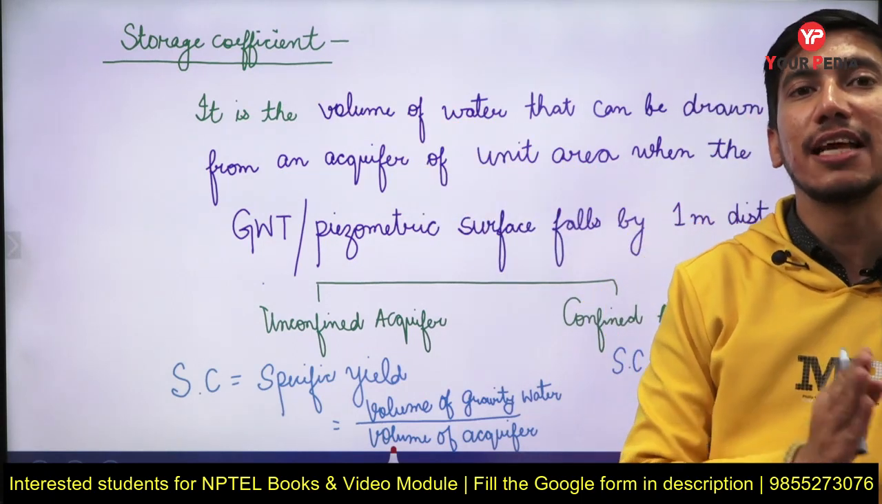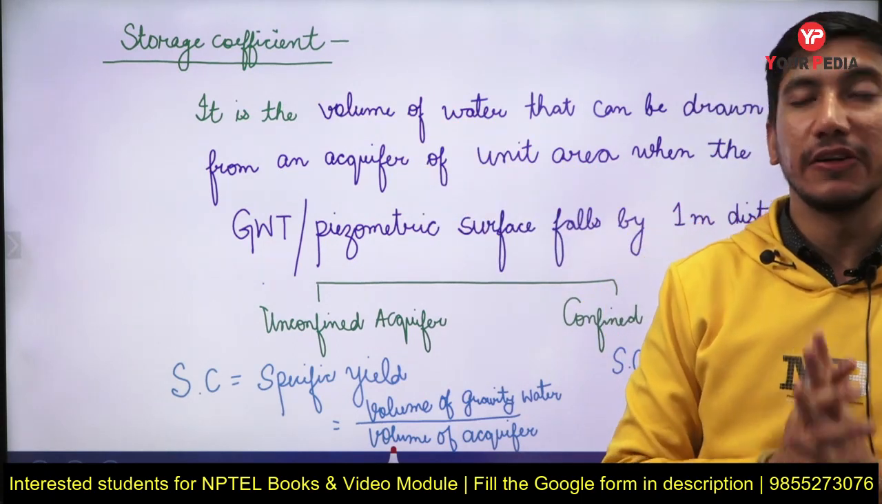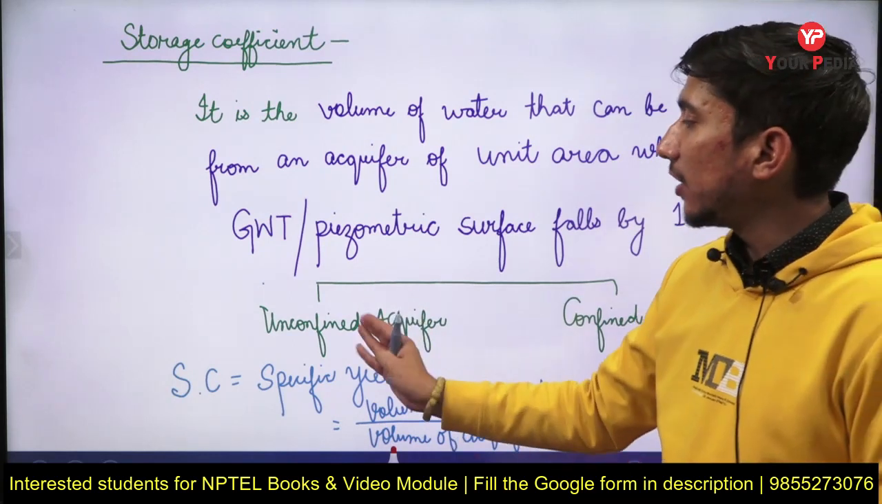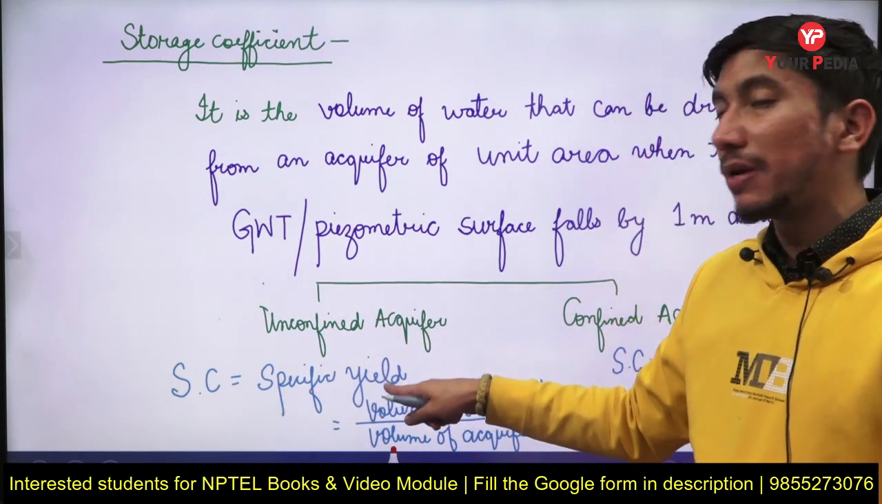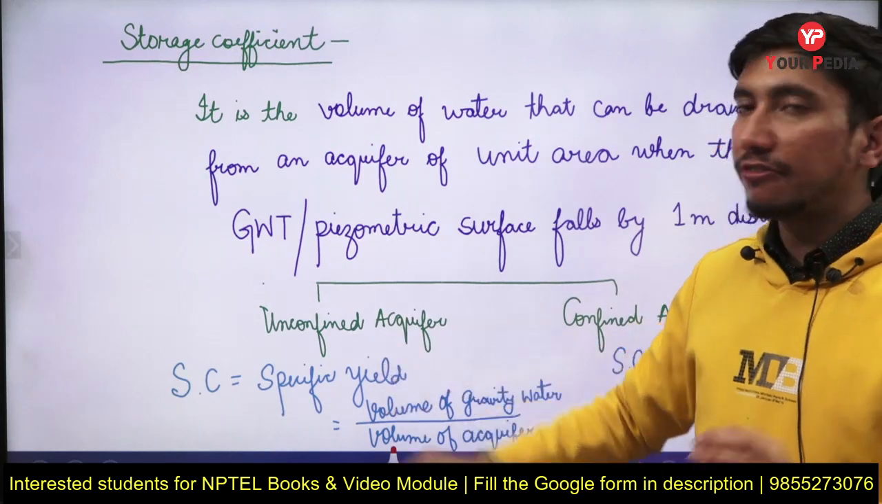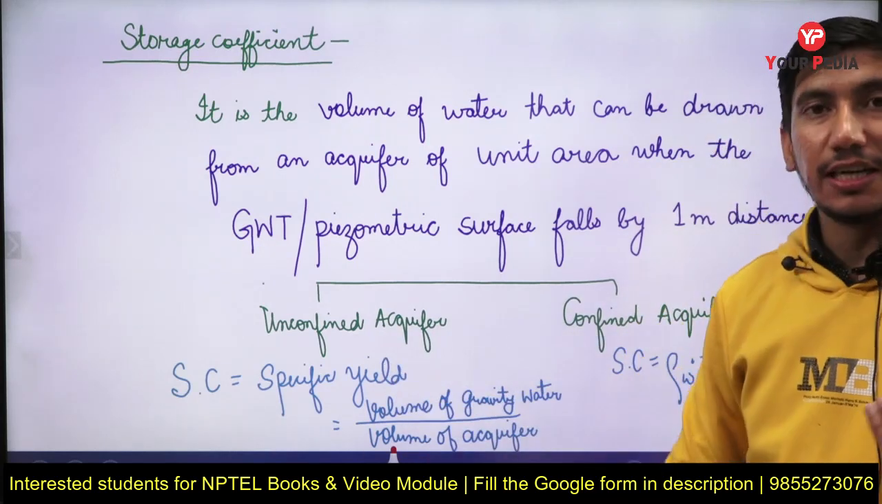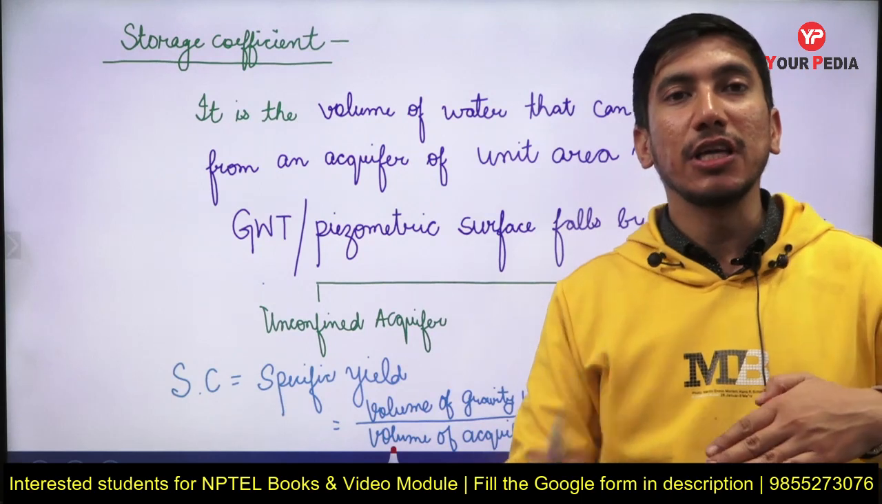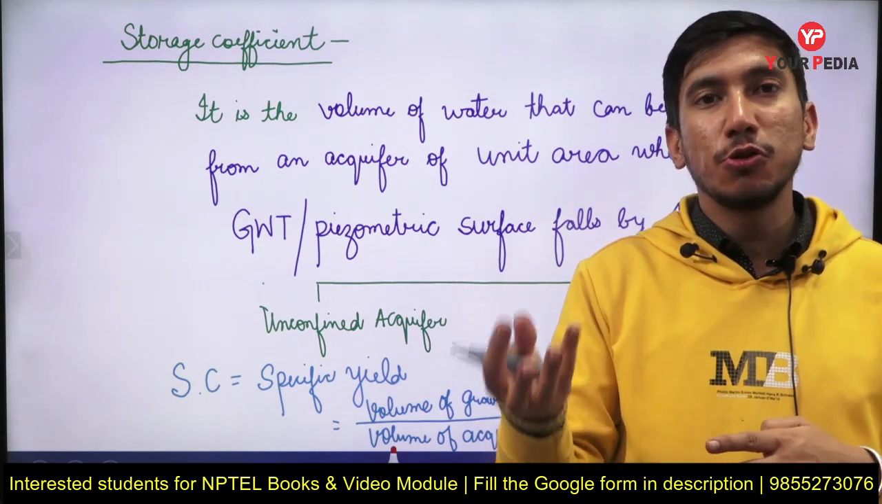Storage coefficient itself is a dimensionless parameter. It does not have any dimension. The value of the storage coefficient is equal to the specific yield value for unconfined aquifers. What is specific yield? Specific yield is the ratio of the volume of the gravity water stored in aquifer.